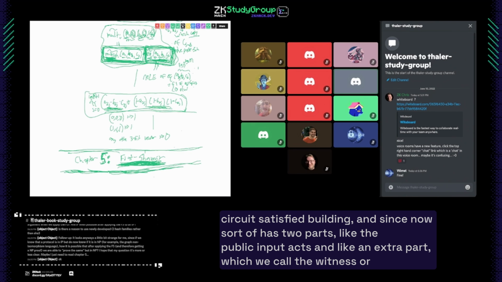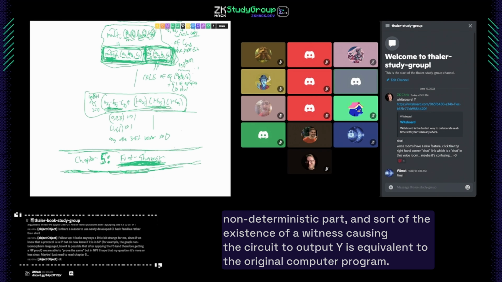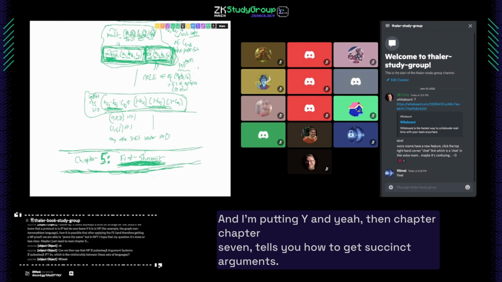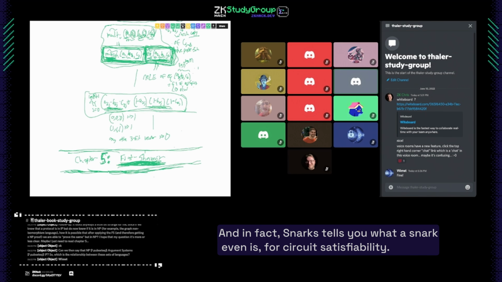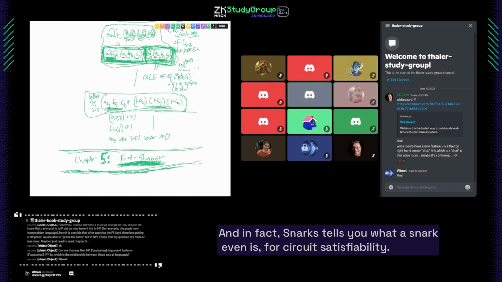So the input to the circuit satisfiability instance now has two parts: the public input X and an extra part, which we call the witness or non-deterministic part. The existence of a witness causing the circuit to output Y is equivalent to the original computer program outputting Y. And then chapter 7 tells you how to get succinct arguments, and in fact tells you what a SNARK even is for circuit satisfiability.